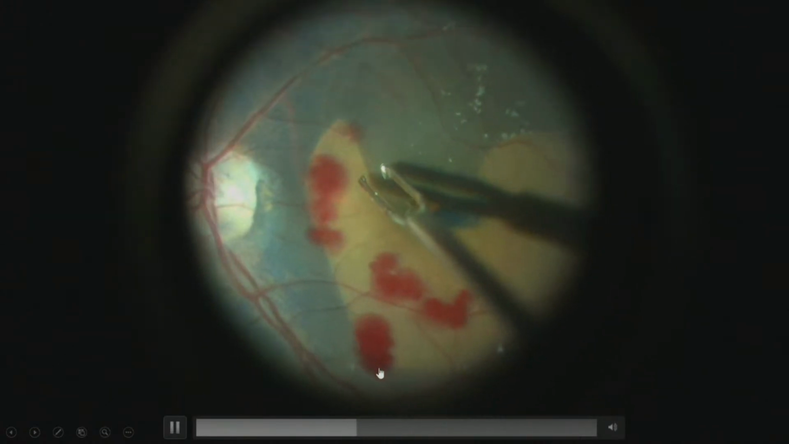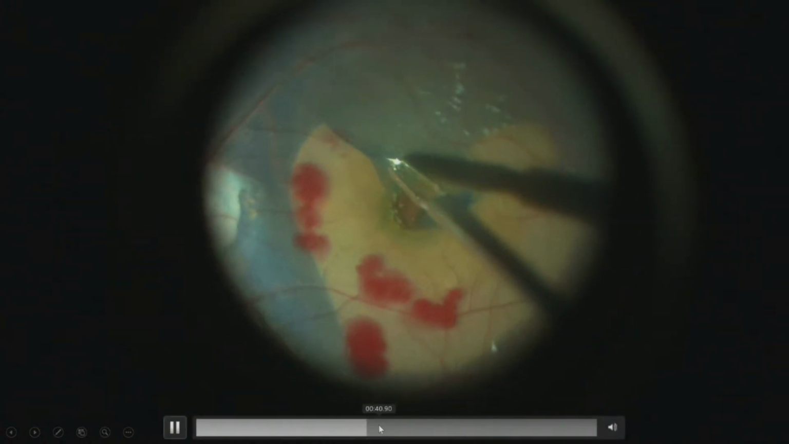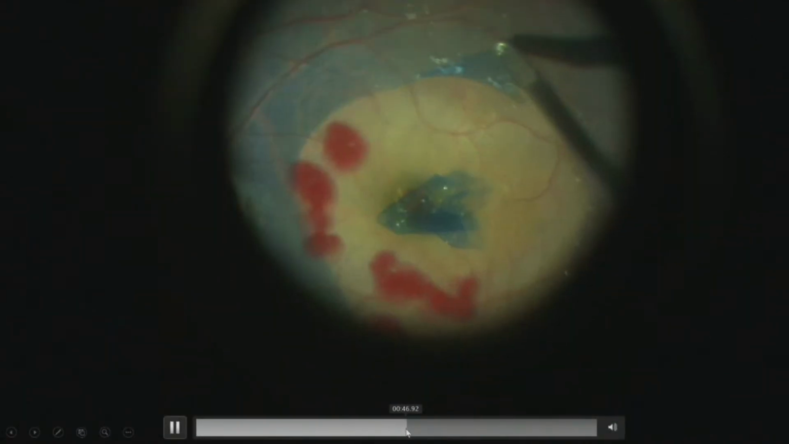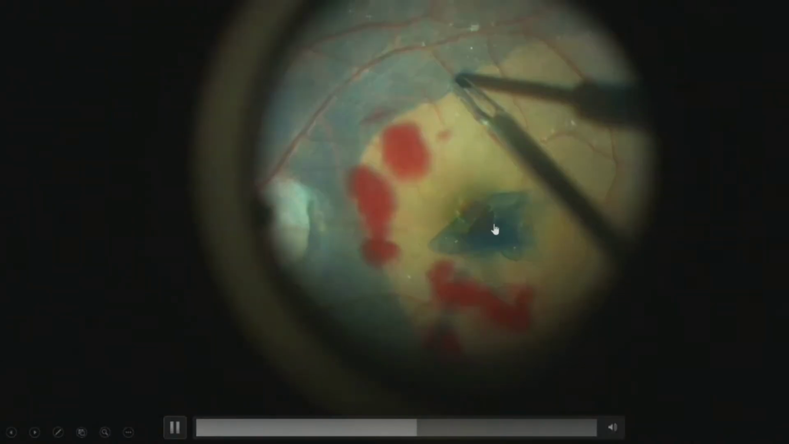You see this flap has been left at the edge of the hole. Multiple such flaps can be taken, or you can have a temporal flap or a mini flap. A lot of variations are available. So here we have just left this here, and the rest of the ILM is still there. This is a macular flap.